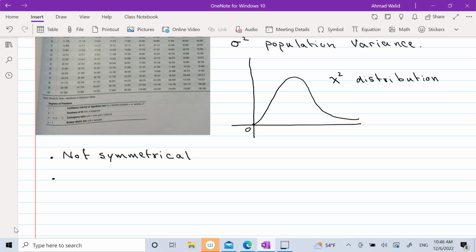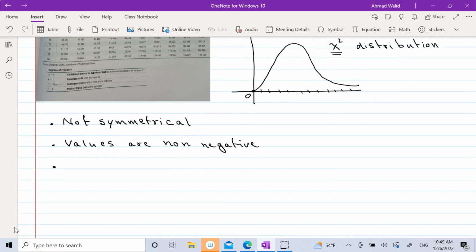Correct? Number 2, all the values, meaning the values of chi-square, are positive because you see all of them are on the right side of 0. The values of chi-square are non-negative. You don't have a negative chi-square.